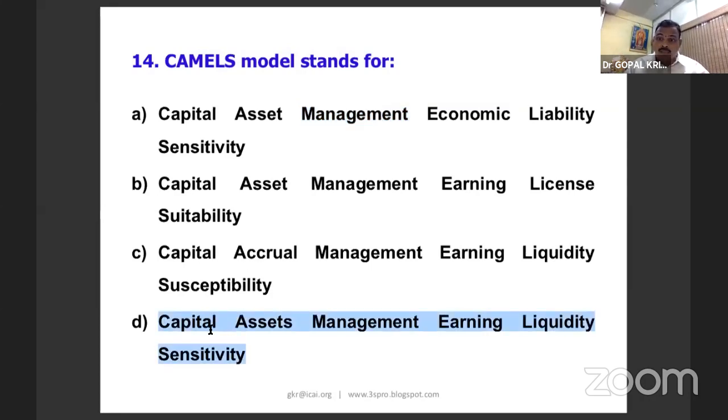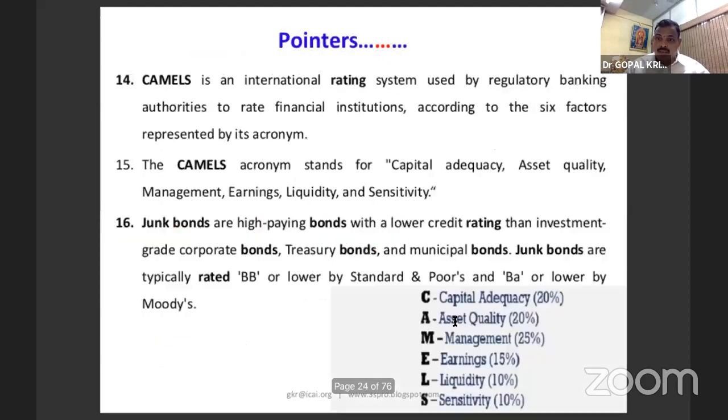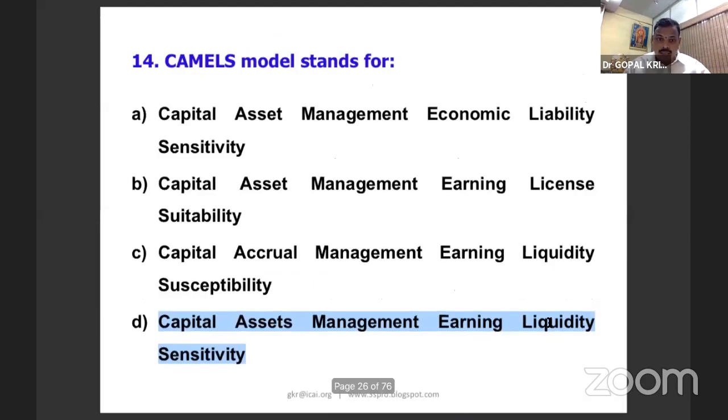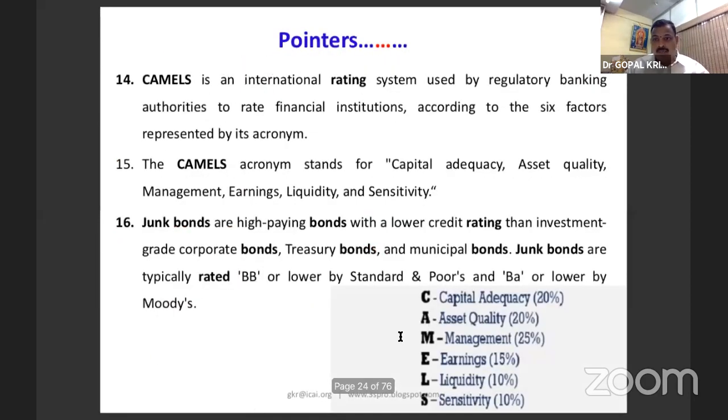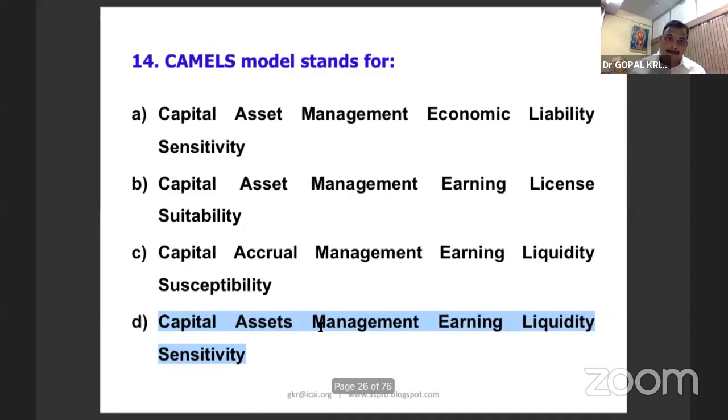So capital adequacy, asset quality, management, then earnings, then liquidity, then sensitivity. So the answer is D. So 14D. Very good.